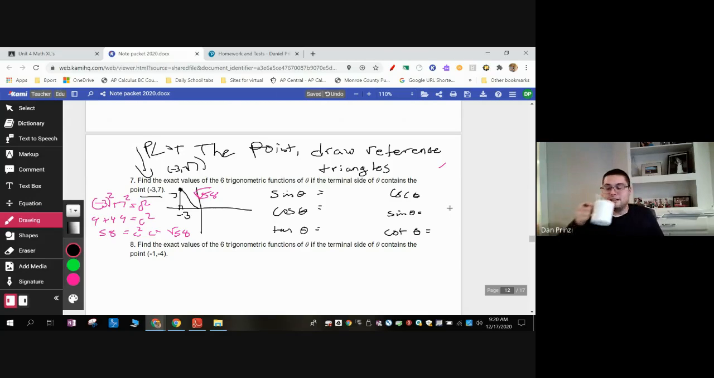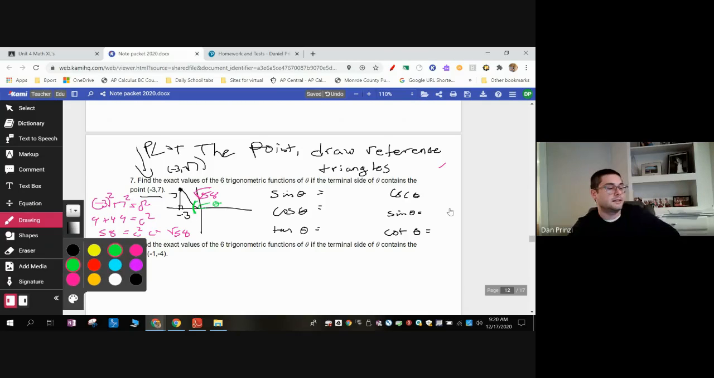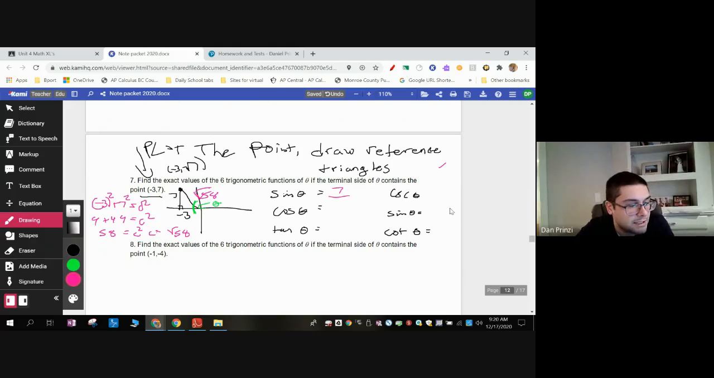Okay, what's the sine of theta going to be? Oh, by the way, just remember, same as before. Your reference angle is always the little angle coming off of the horizontal. All right, sine, opposite over hypotenuse. Remember, you're in the second quadrant, so sine better be positive. Thank you, Sean. 7 over radical 58.